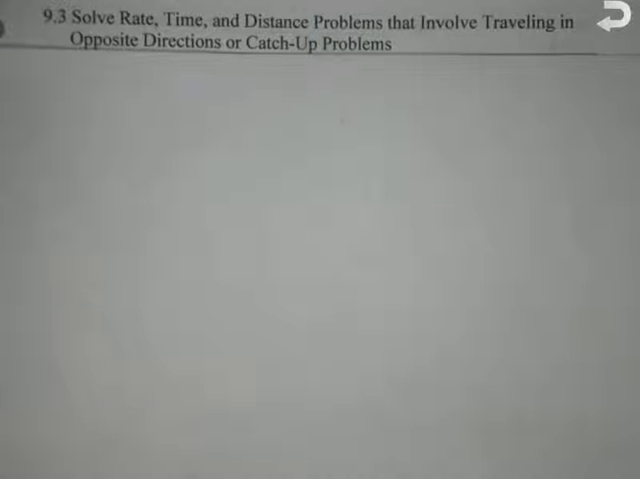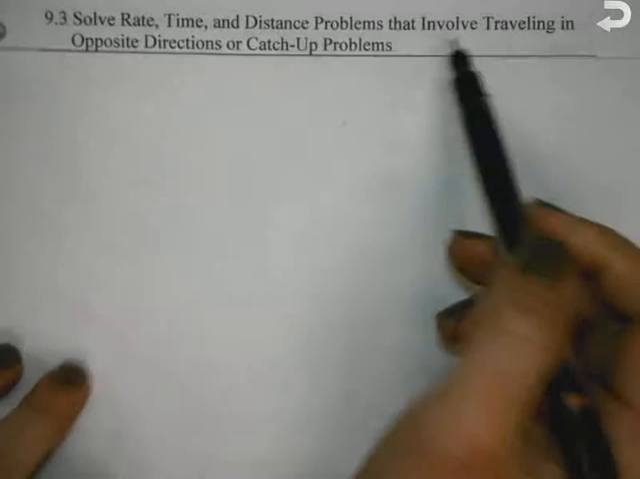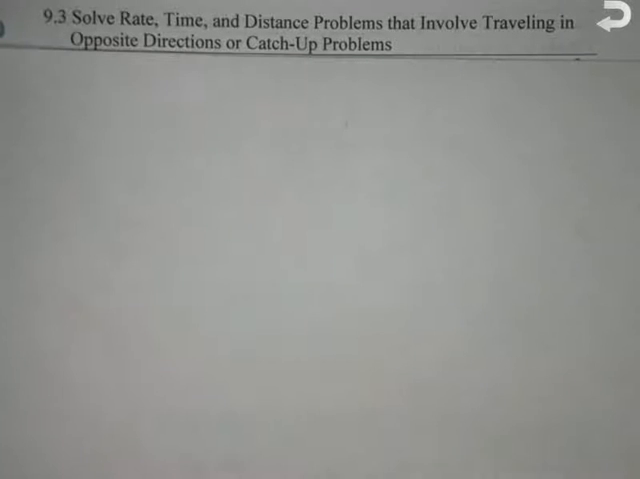Okay, so backtracking to 9.3, we're going back to rate, time, and distance problems. But this time there's going to be two things that we're taking rate, time, and distance of. And they're either going to be going in opposite directions or they're going to be going in the same direction.